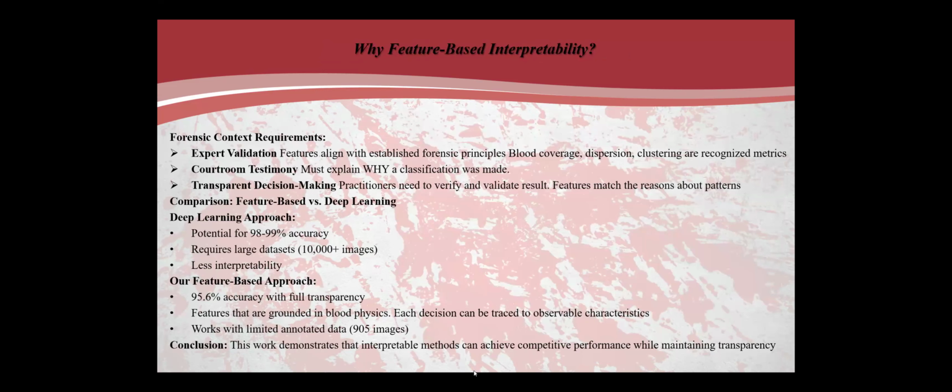So why we did feature-based instead of deep learning is that in forensics interpretability is as important as accuracy. The features we used are transparent and can be validated. Deep learning gives the highest accuracy, but our approach is a demonstration that interpretable methods can achieve competitive performance with transparency. Basically, each decision made can be tracked back to observable characteristics. So this helps us show that it's a viable direction, and we thought it's worth exploring further. So I want to talk about the limitations that we have.